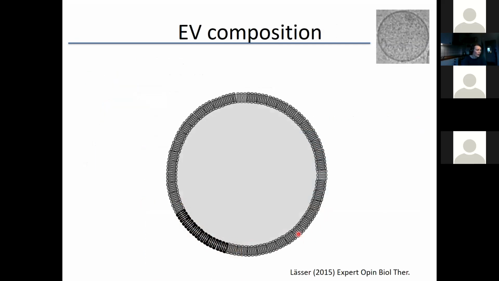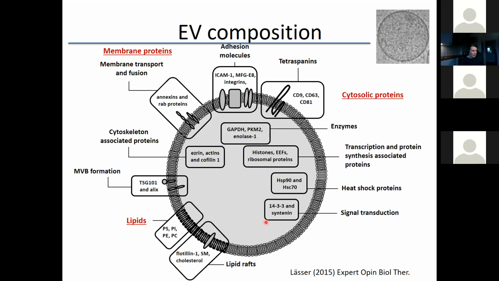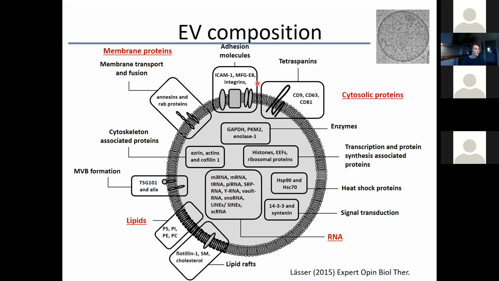And as I said, they have a lipid membrane. In this lipid membrane, we will have some membrane proteins, some adhesion molecules, some tetraspanins. We also have a lot of proteins on the inside. We have RNA on the inside, so the RNA is protected by the lipid membrane. So when we realized that these vesicles contain RNA, it was really a big finding, because it means that cells can send microRNA and mRNA between each other, and this RNA will not be degraded because it's protected. And it's also suggested that these vesicles contain DNA.